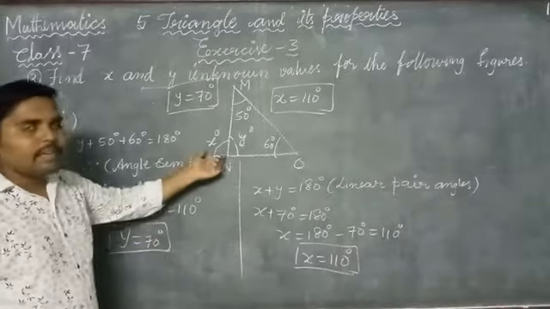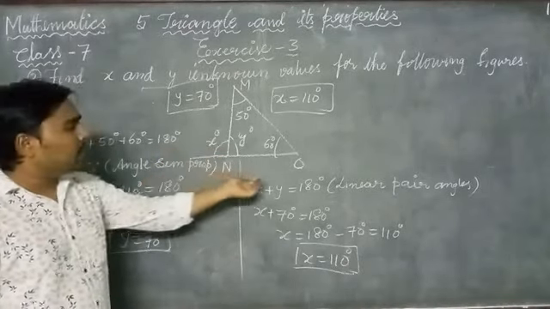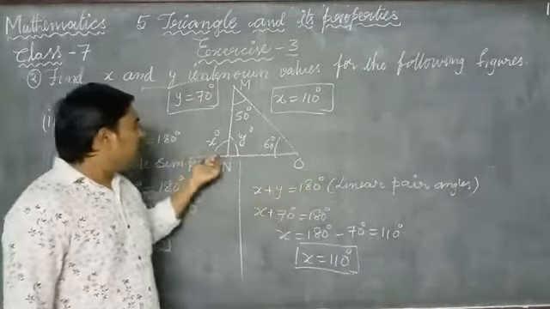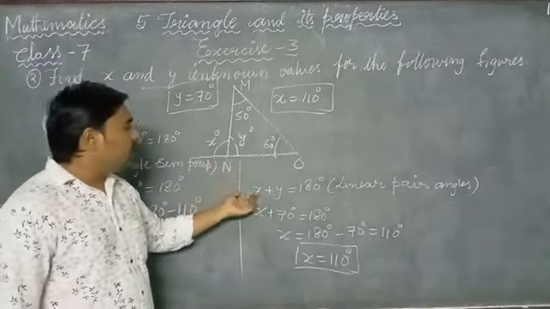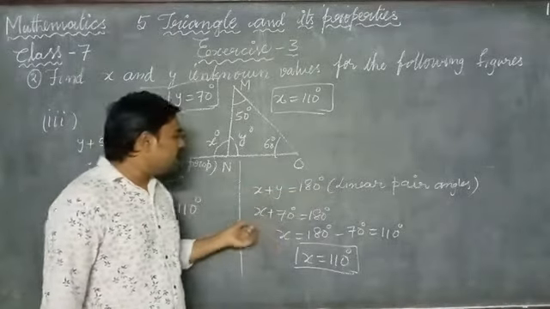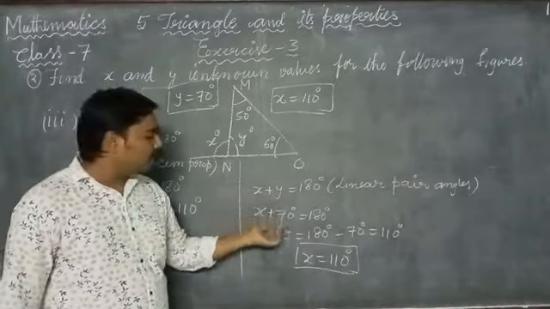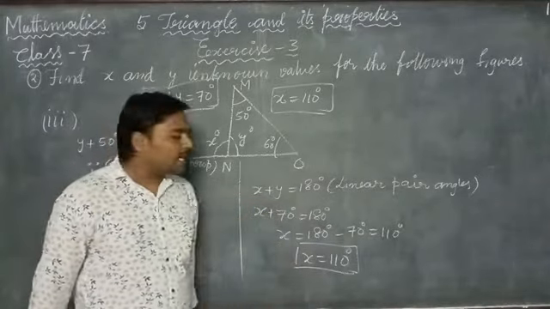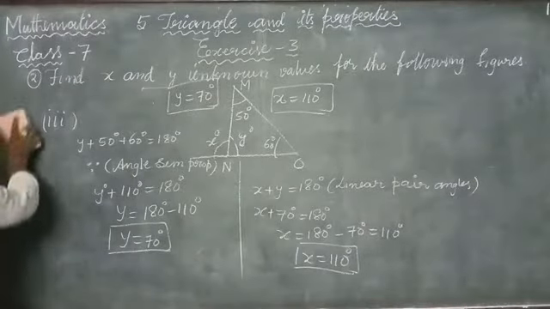After finding the y value, we can find the x value. With the help of the linear pair of angles, linear pair angles always form 180 degrees when added. Then x plus y equals 180 degrees. If we substitute the y value in x plus y, we will get x equals 110 degrees. Now let us see the fourth problem.